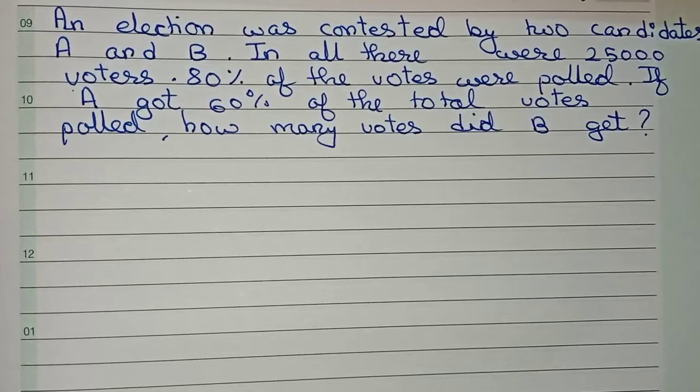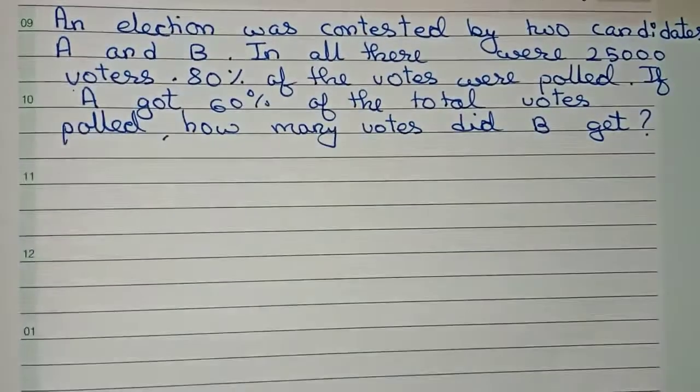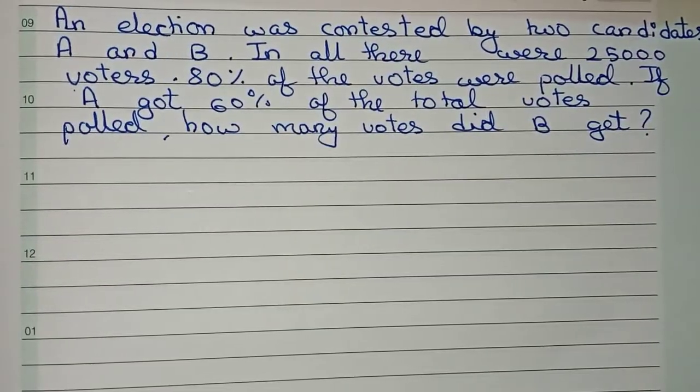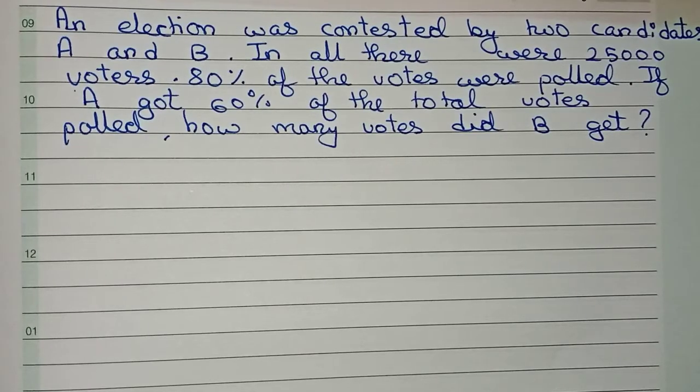Our next question is: an election was contested by two candidates A and B. Here in this question, A and B are the names of the candidates. In all there were 25,000 voters. 80% of the votes were polled. If A got 60% of the total votes polled, how many votes did B get? So in the question it is given that 80% of the votes were polled.